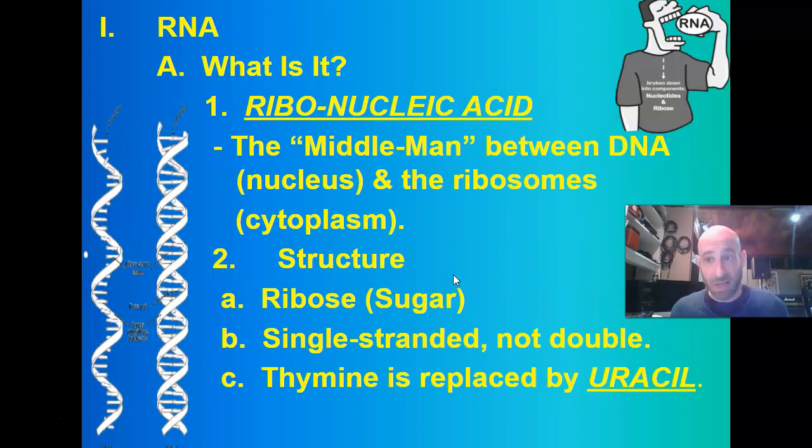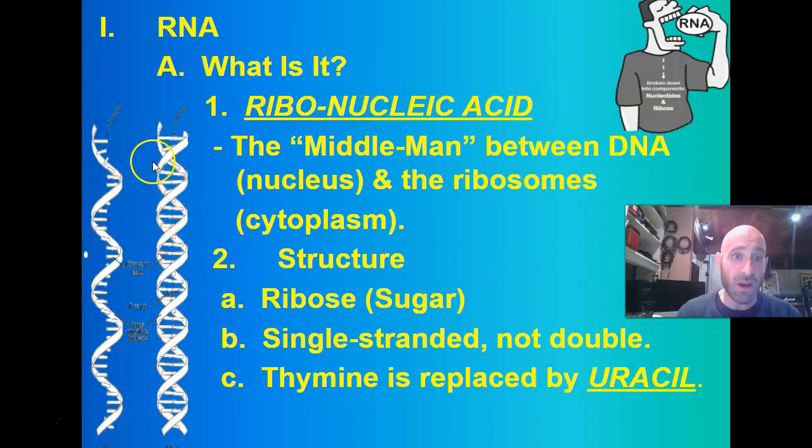So it does the same job. It's just the structural component. It's what holds onto the base, but it's going to be ribose instead of deoxyribose. The next big difference, and this is important, is that RNA is single-stranded, not double-stranded. So why is it single-stranded? Well, it's just copying the DNA, so it doesn't need to be double-stranded. And also, it needs to be able to fit out of the nucleus.